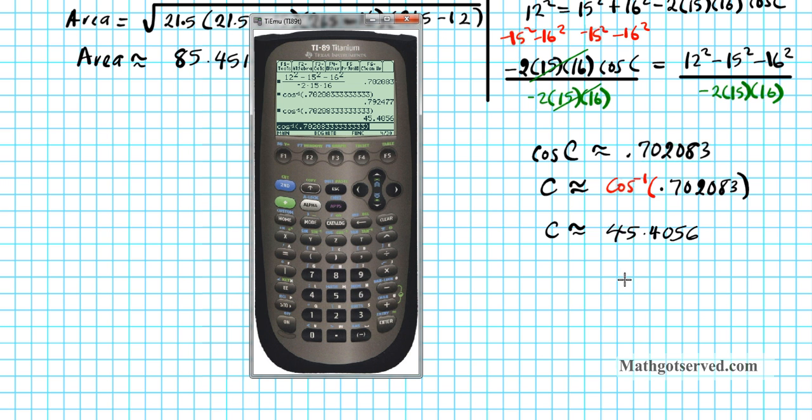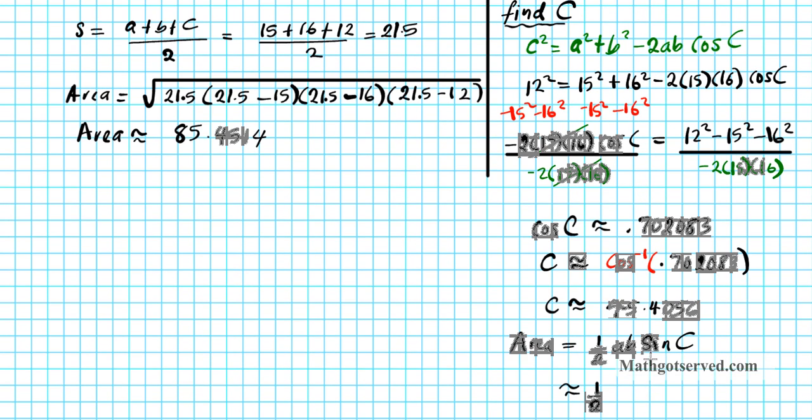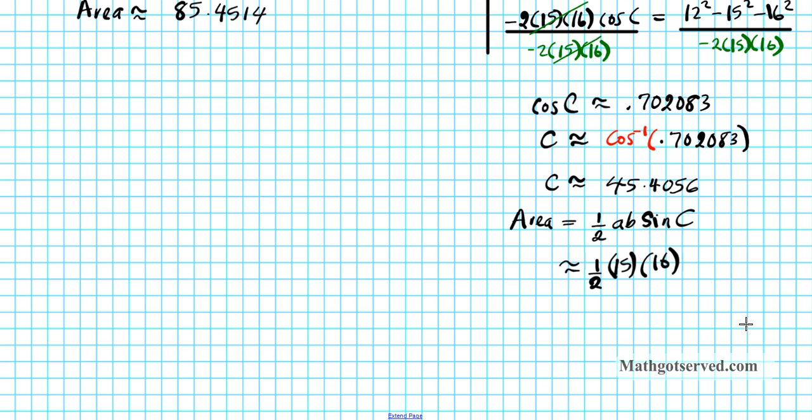Okay, so are we done yet? The answer is no. We want to find the area, right? So the area, using the second formula, we recall, is 1/2 AB sine C. So now we're going to put everything together. The area is going to be approximately 1/2, A is 15, B is 16, sine of C, sine of 45.4056. All right, so we're going to plug that into our calculator.